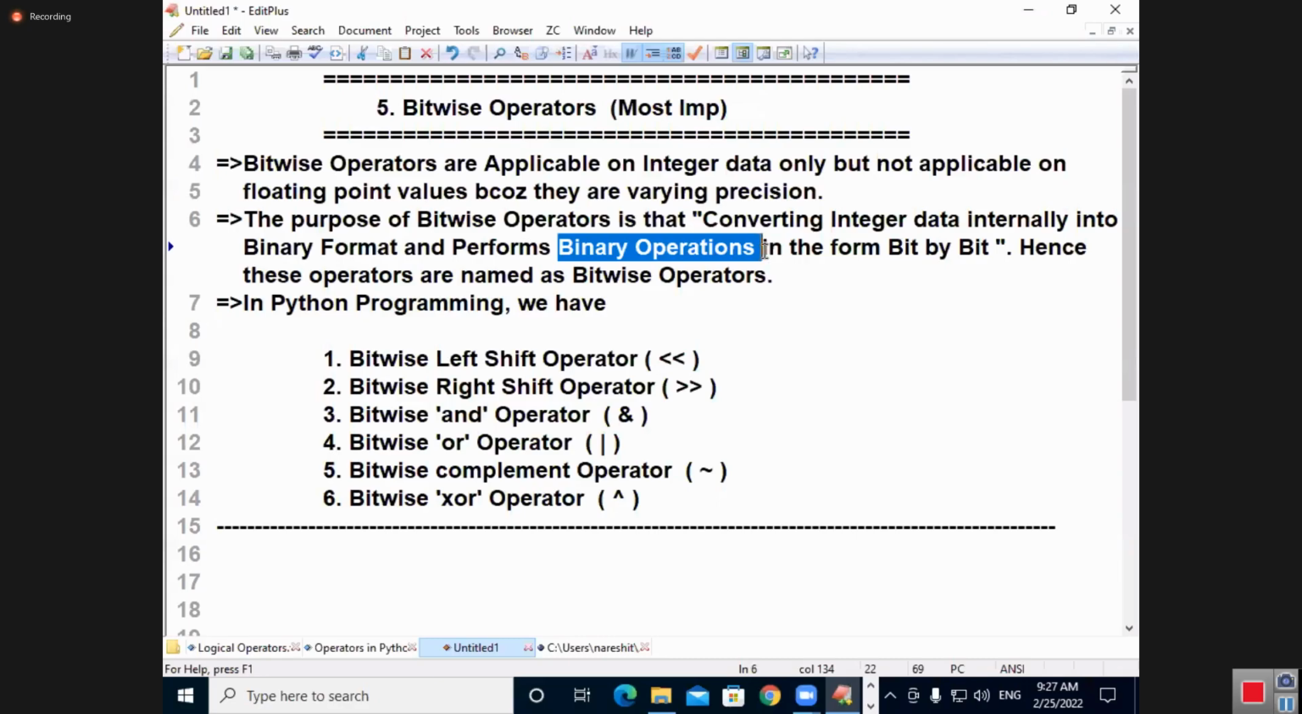Binary operation. That means which functions are they using internally? The bin function they are using: bin of, hex of, oct of. Already explained or not? And finally, I can give the final result.